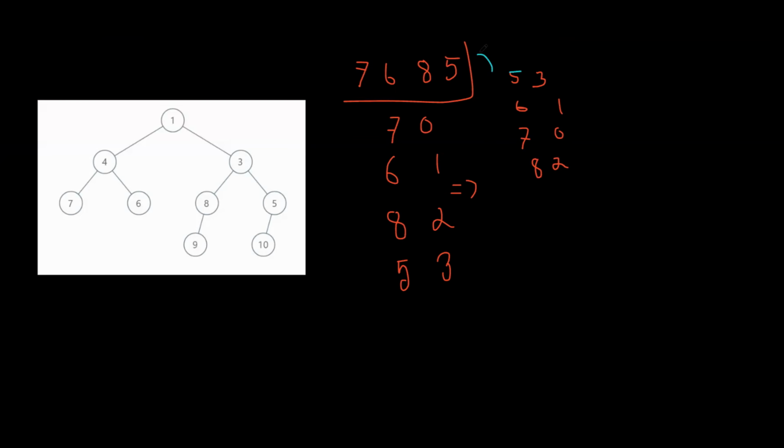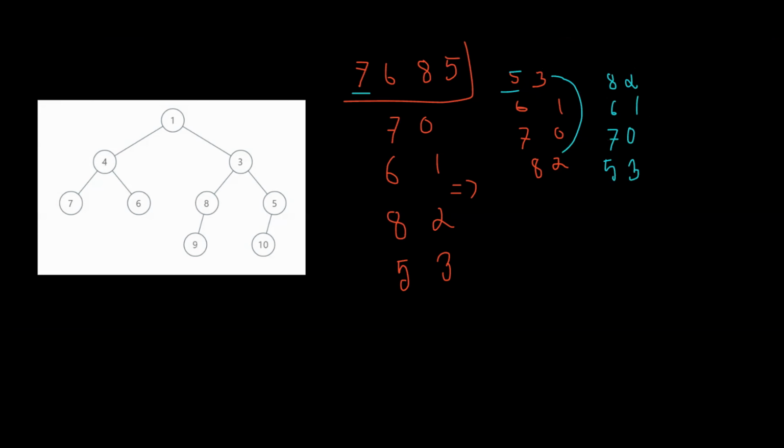Now here, at first, we see that the value 7 is not equal to the value 5. So what is the respective position of this 5? It will be 3. So we have to swap these two elements, with the index number 3. So it will become 8, 2, 6, 1, 7, 0 and 5, 3.